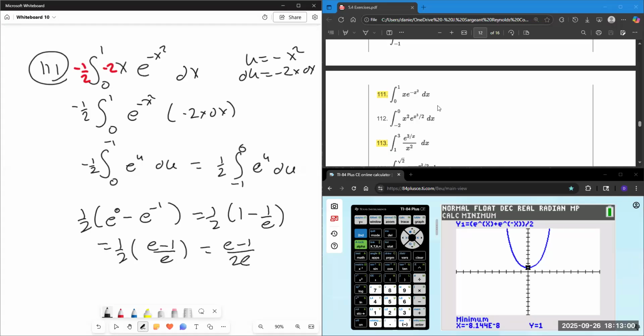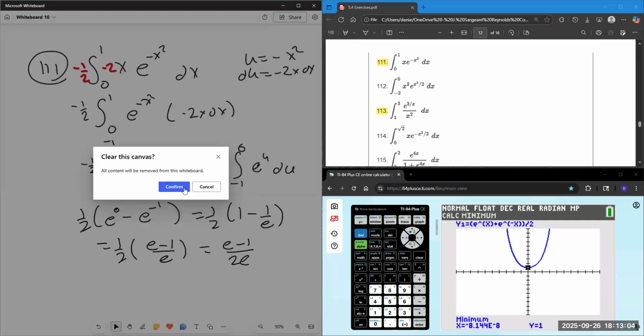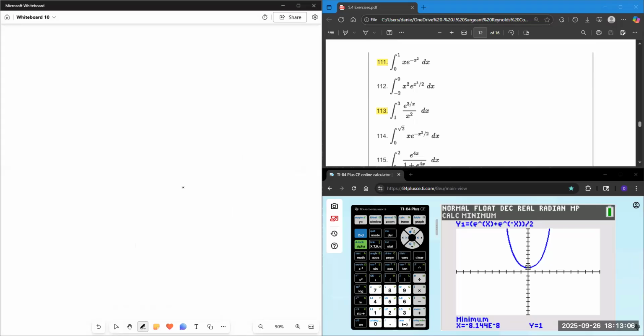So go to 113. 113. Integral from 1 to 3 of e to the 3 divided by x over x squared.